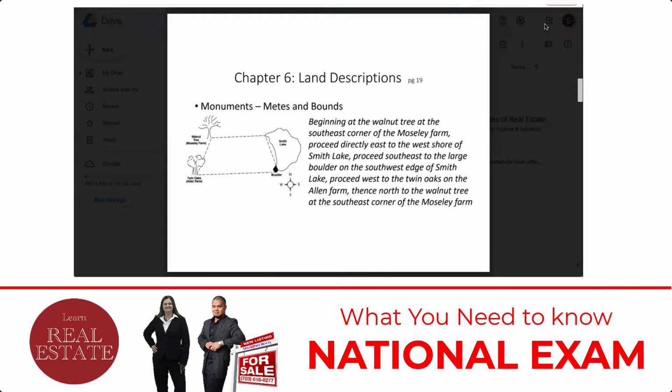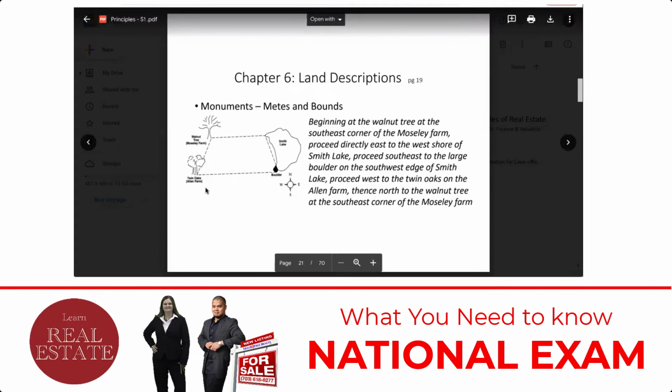Again, it is a method of describing rural areas, and you literally will see on a deed, it'll say, from the walnut tree, 150 feet over to Smith Lake, and then it'll say 120 degrees north, and then 50 meters south, whatever. It literally will give you the directions. When I say metes and bounds, bounds are the monuments, the permanent structures, and metes is the measurement.